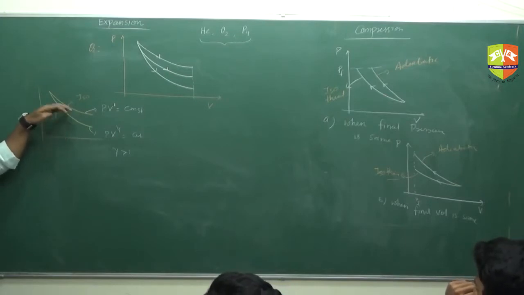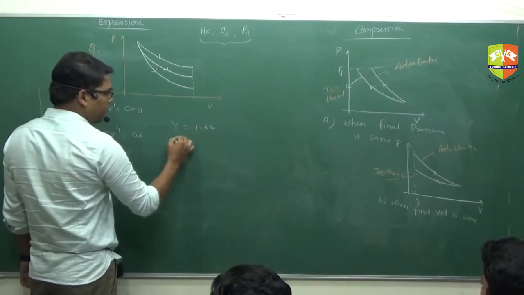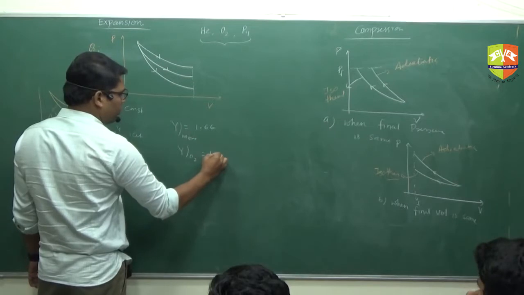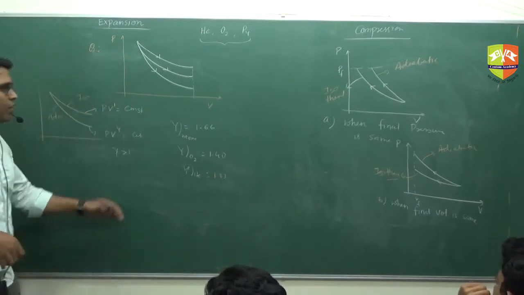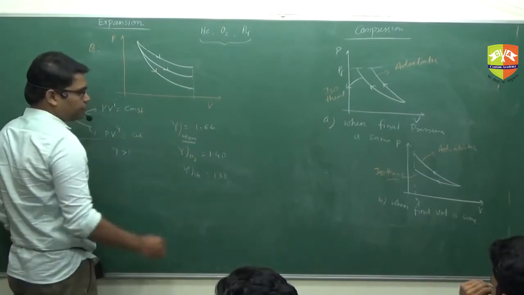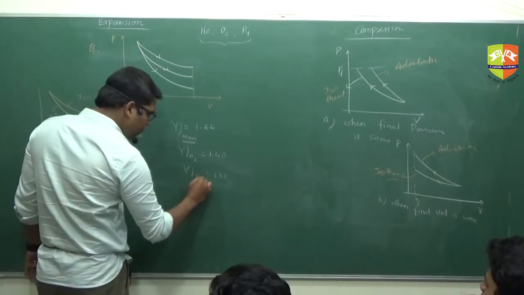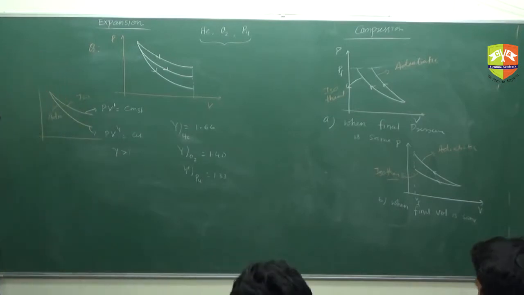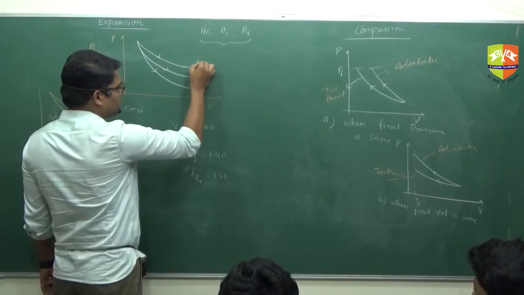So for monoatomic gas, the gamma value is 1.66, for diatomic 1.40, and for polyatomic 1.33. So when gamma value increases, the graph shifts downwards, right? It means the lower graph is for the maximum gamma, and that is for helium. And this is O2, and this is the polyatomic gas.